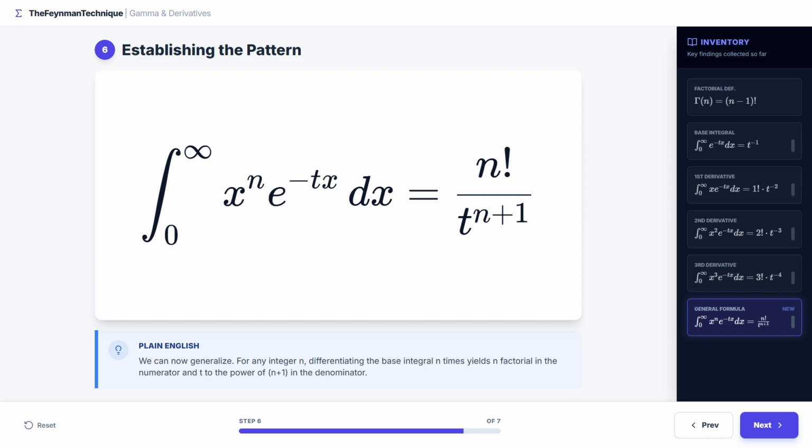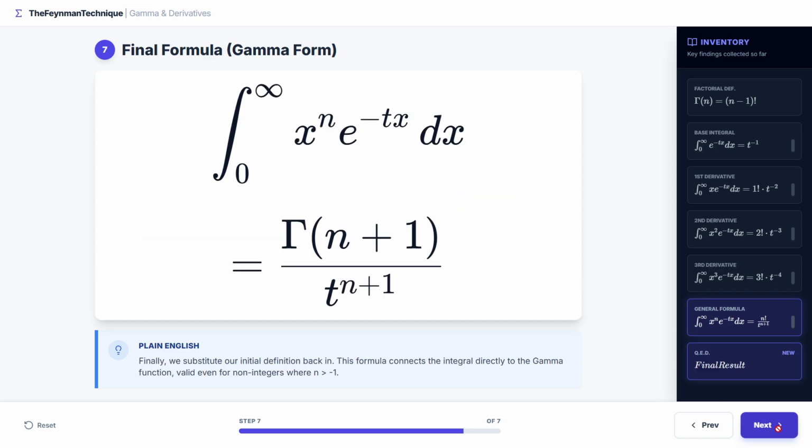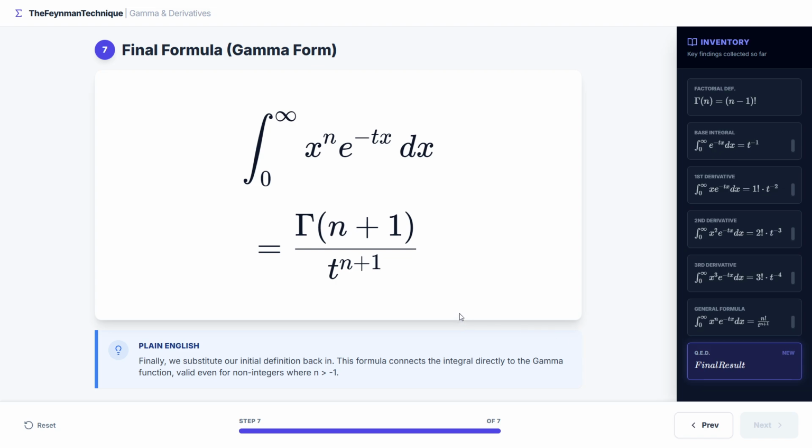Now, the reason we need the gamma function is so that we can extend this to non-integer values. So that's why we defined gamma of n plus 1 to be n factorial. So now we have this formula. The integral from 0 to infinity of x to the n e to the negative tx dx is gamma of n plus 1 over t to the n plus 1. Now, this is not the standard way it's written. Normally, you would rewrite this integral as the integral from 0 to infinity of x to the n minus 1, and then have it equal gamma of n over t to the n.